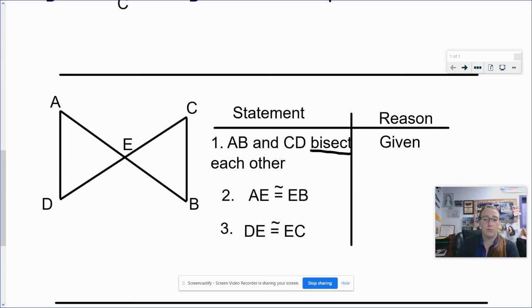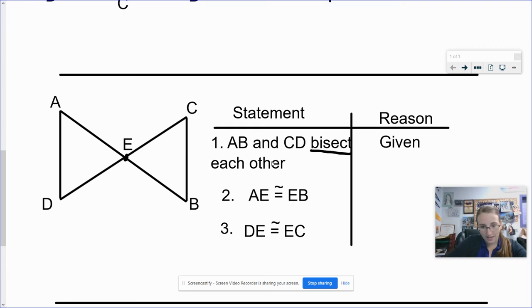When we see a vocab word, here's what ends up happening. We say, what does it mean if AB and CD bisect each other? Well, hopefully you remember that bisect means cut into 2 equal pieces. So if AB and CD bisect each other, that means they cut each other in half. They cut each other into 2 equal pieces where they cross.